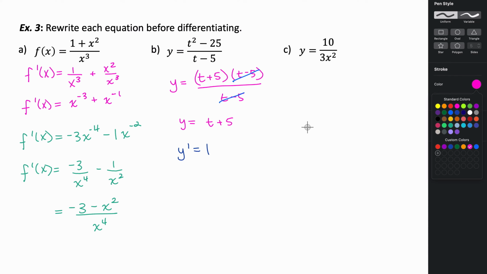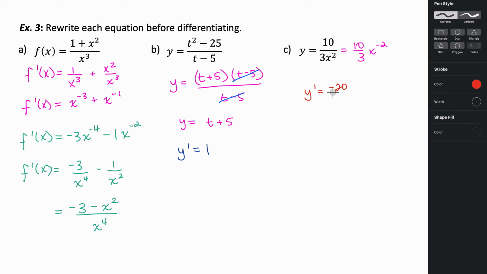And then the last one, I'm going to rewrite this by taking this x squared and moving it into the numerator using negative exponents. So I'm going to have 10 over 3 times x to the negative 2. And so when I take the derivative of this, y prime equals, I can just use the power rule. So negative 2 times 10/3 is negative 20/3, x to the negative third, and then get rid of my negative exponents. So I have y prime equals 20 over 3 times x to the third.